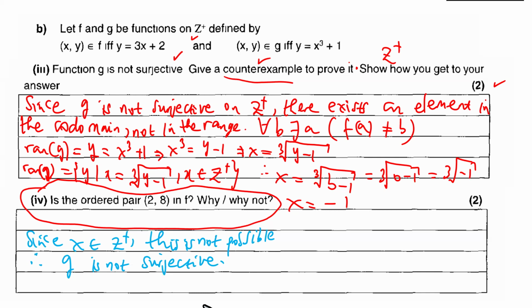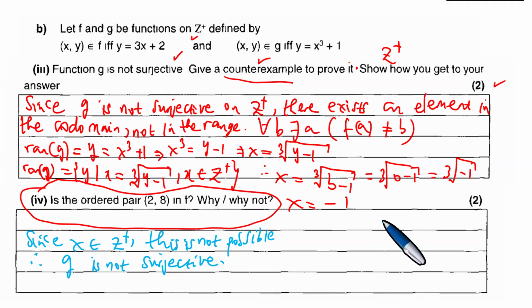Let us reason this out and make sure we understand what is happening here. In Roman figure 3, the question was: function g is not surjective, give a counterexample to prove it, and show how you get your answer. The marks are 2 there. We started off by saying g is not surjective on the positive integers. If this is the case, it means there exists an element in the codomain that is not in the range.